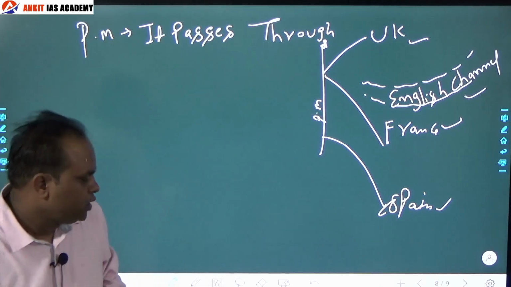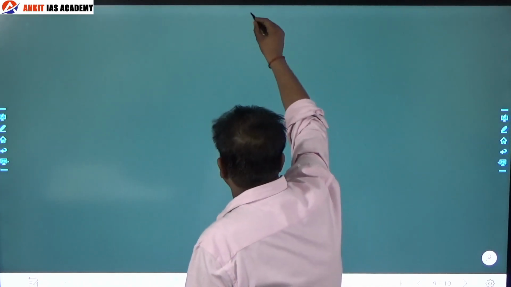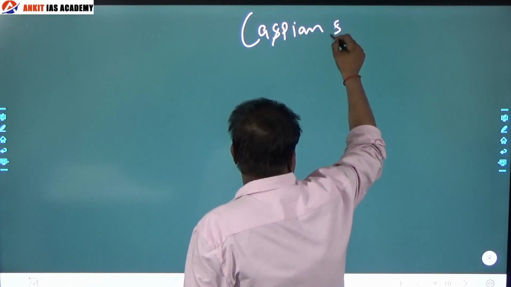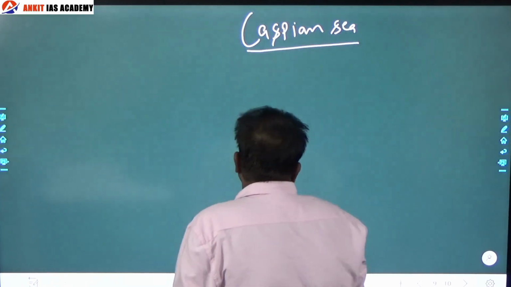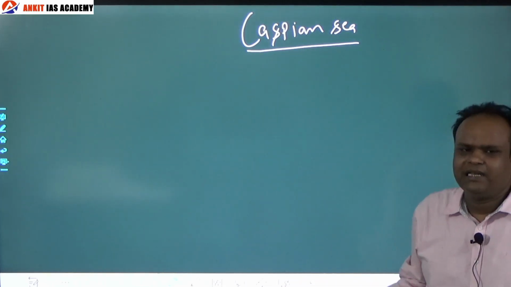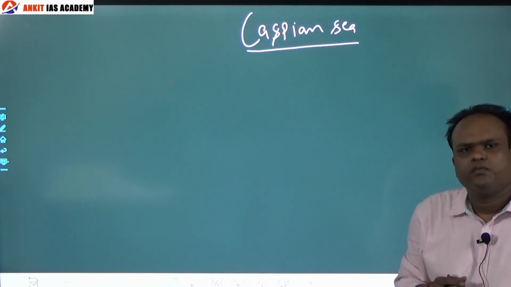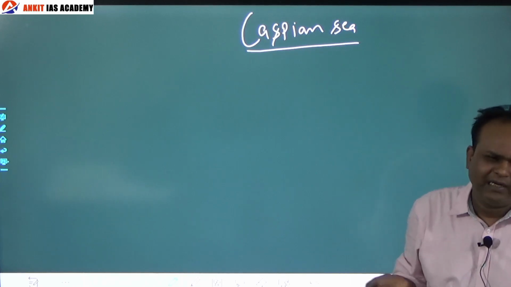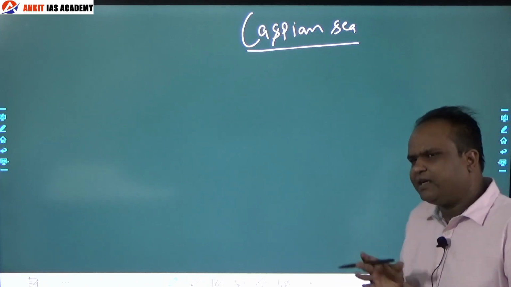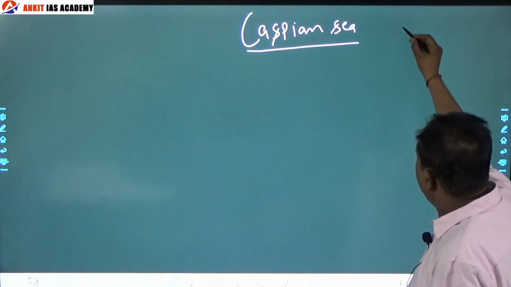Now, Caspian Sea. All these topics come under the introduction of Europe. Just remember, Caspian Sea is the largest lake of the world. We will discuss at the time of Asia why it is called a lake and all. So don't worry. Here what is required? How many countries share a border with the Caspian Sea? Just remember, there are a total of 5 countries.